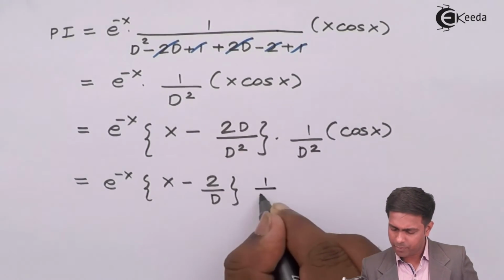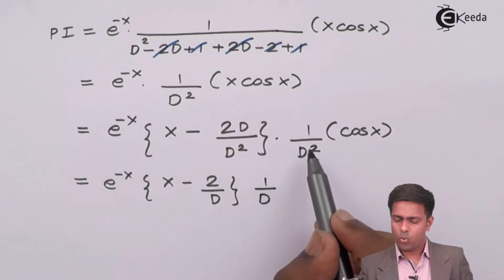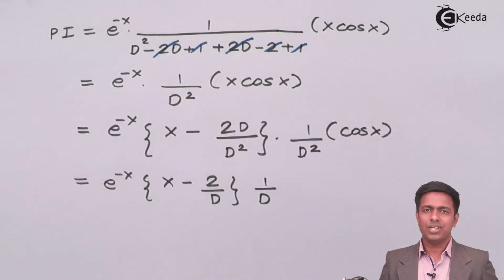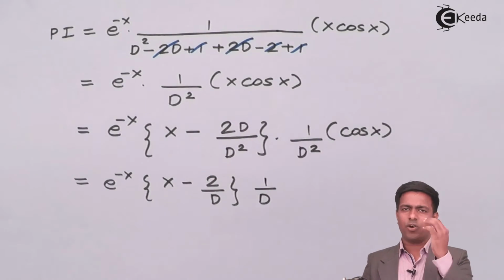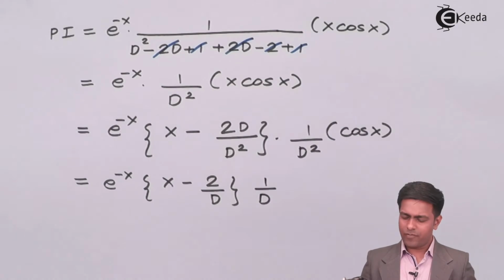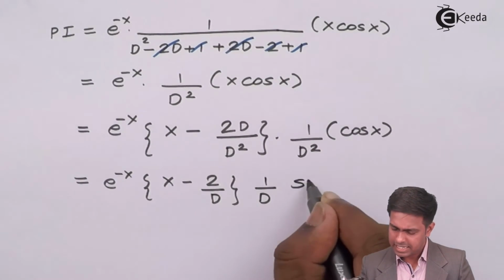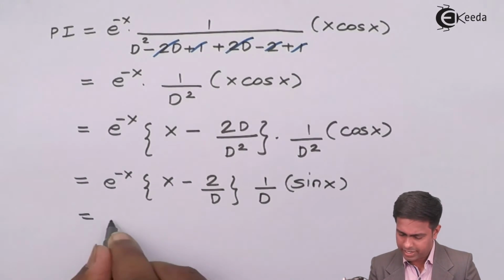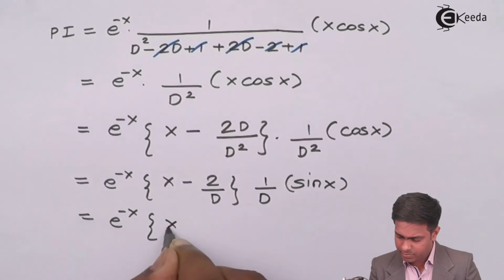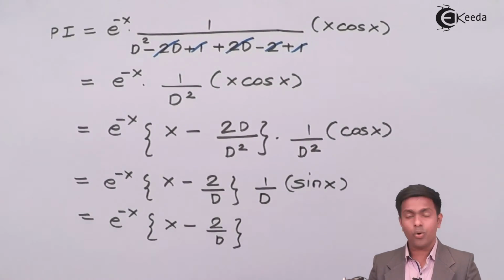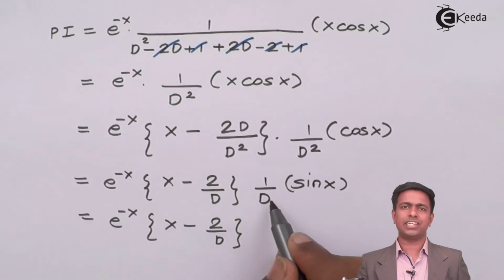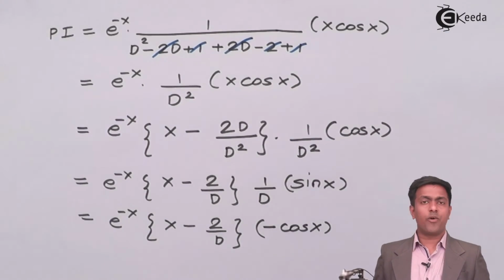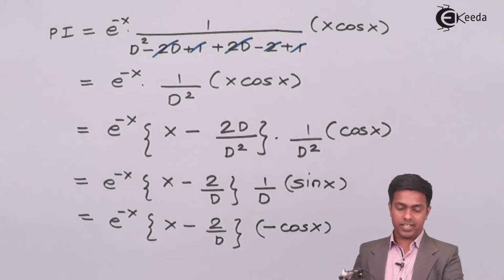So first time I'll keep 1 upon d as it is and I'll apply 1 upon d on cos of x. So 1 upon d is integration, and the integration of cos of x is sine of x. So here we will get sine x. Next, here we'll get e to the power minus x into the bracket x minus 2 by d. Now again 1 upon d, that is integration of sine of x, which is negative cos of x. Now we'll multiply this bracket with negative cos of x.